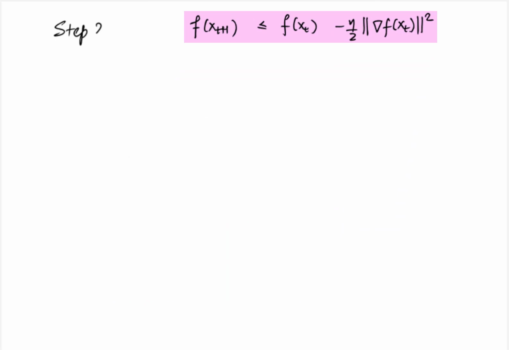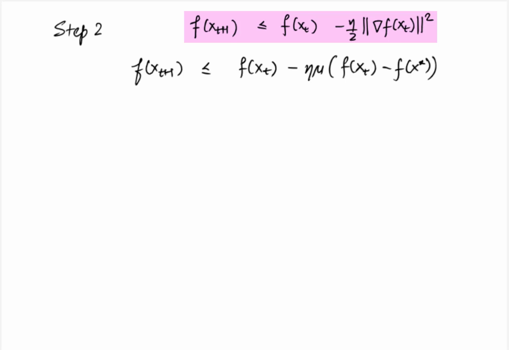Next step is to simply use the PL inequality for the gradient term here. So if we use the PL inequality, we would be able to upper bound the minus gradient norm square term and would get f of xt plus 1 less than or equal to f of xt minus eta mu times the optimality gap at xt. Now to get it in the form of a contraction bound on the optimality gap, let us subtract f of x star from both sides so as to obtain f of xt plus 1 minus f of x star less than or equal to 1 minus eta mu times f of xt minus f of x star.